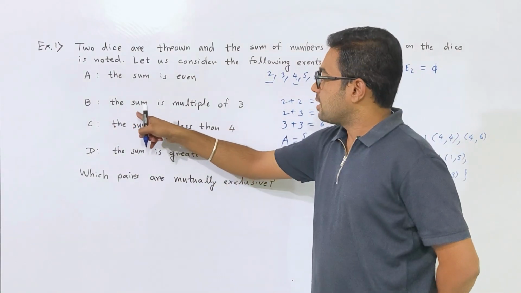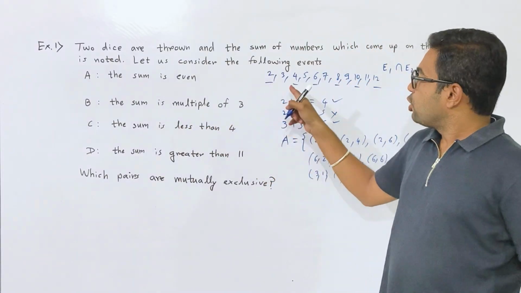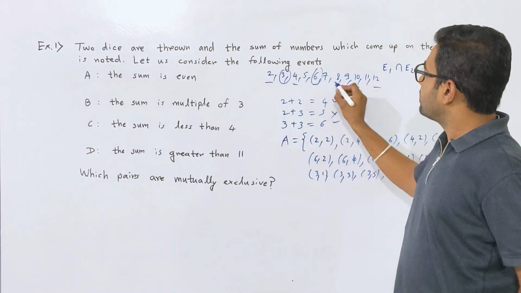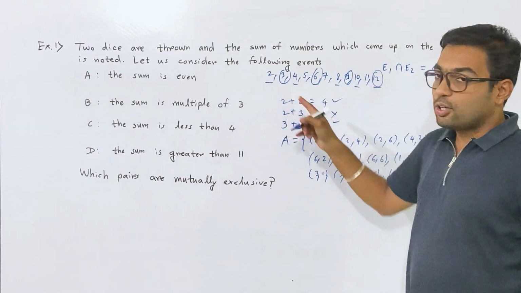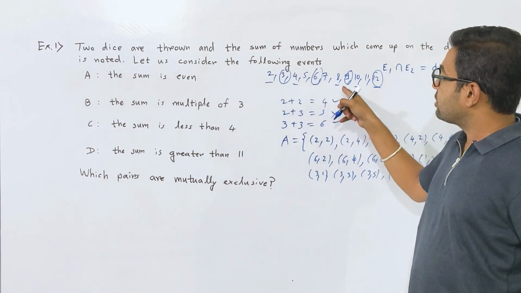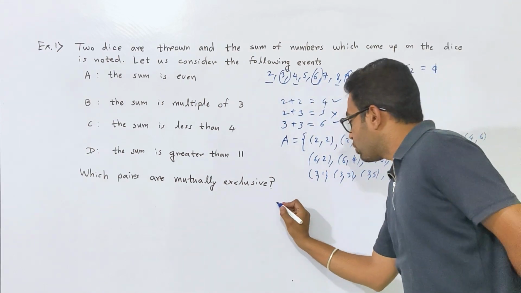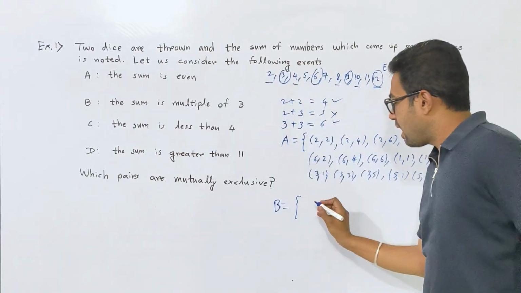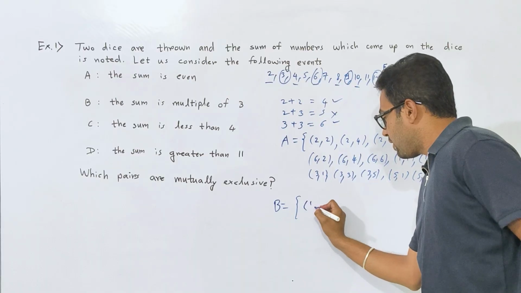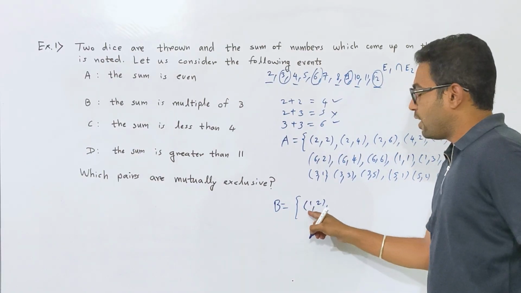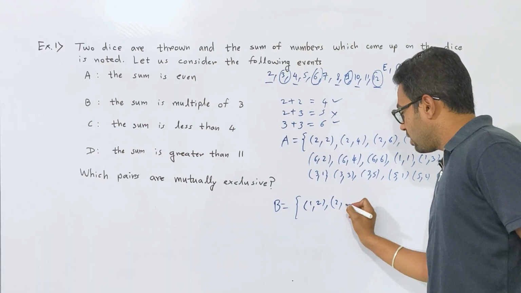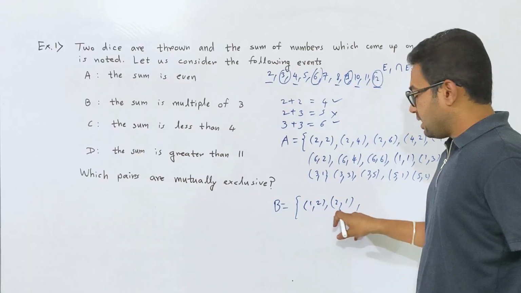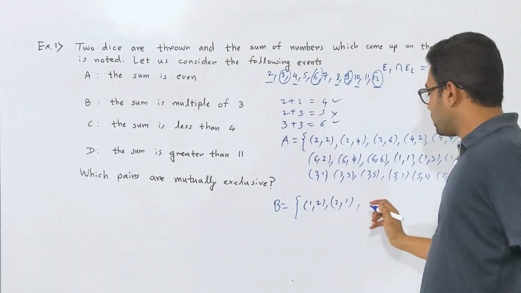Now event B, the sum is a multiple of 3. So how many multiples of 3 are there? You can see 3, 6, 9 and 12. So the sum should be 3, 6, 9 or 12. So let's see. If I want the sum as 3, how many possibilities are there? If it comes up like 1, 2, the sum is 3. 2, 1 also gives sum 3. Is there any other possibility for 3? No.